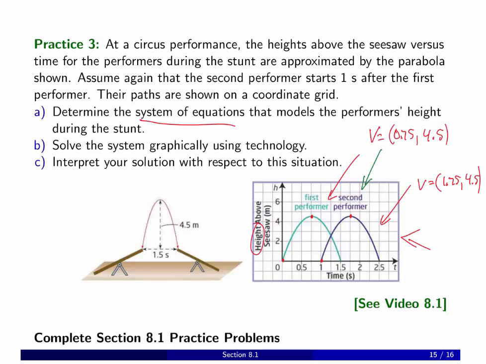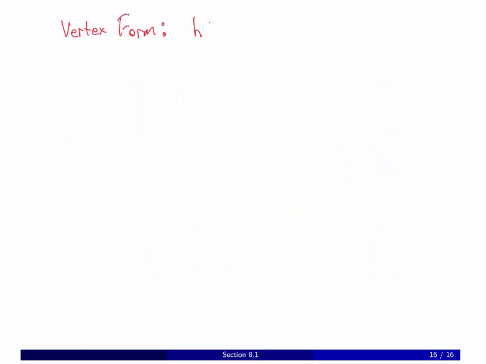So first of all, we're going to use vertex form. And since we're in terms of h, height, and t, time, I'm going to write this in terms of h and t. So h of t is going to equal a times t minus p all squared plus q. That is vertex form with respect to t and h. We already know what p and q are for the first graph.